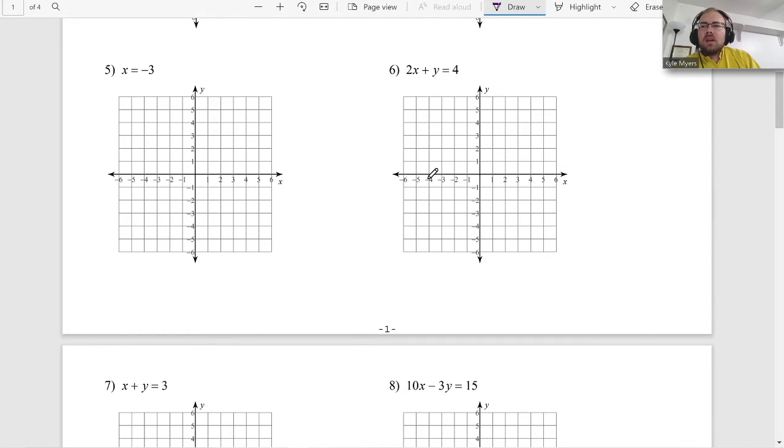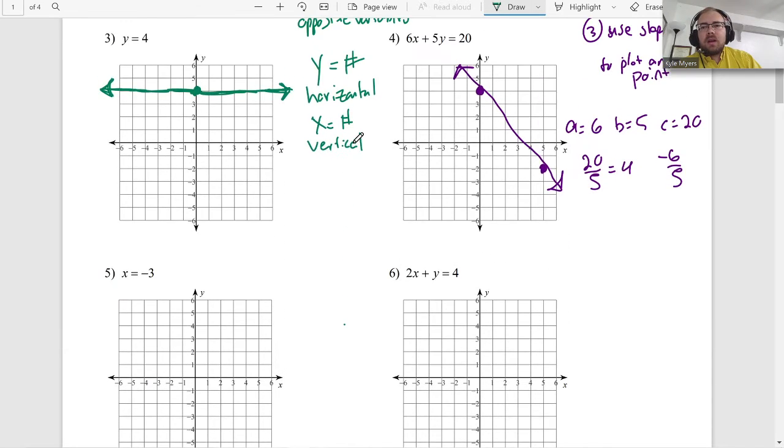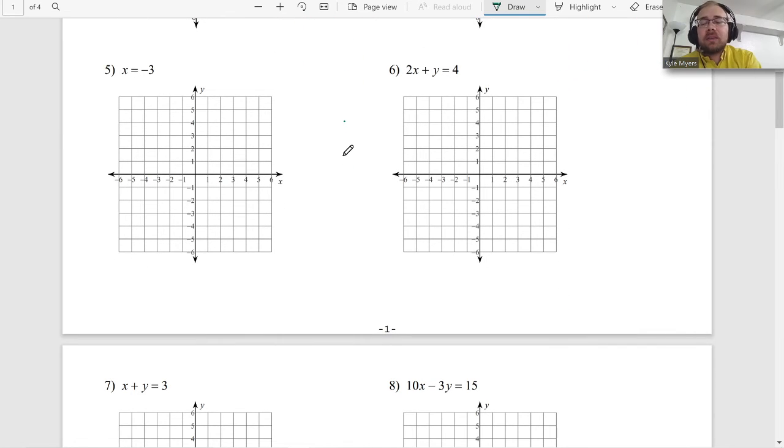Okay. Number 5. So again, this is what we were talking about earlier with this whole x and y thing. Y equals is horizontal. X equals is a vertical line. So we need a vertical line that goes through the x value of negative 3, which is right here. And there we go.